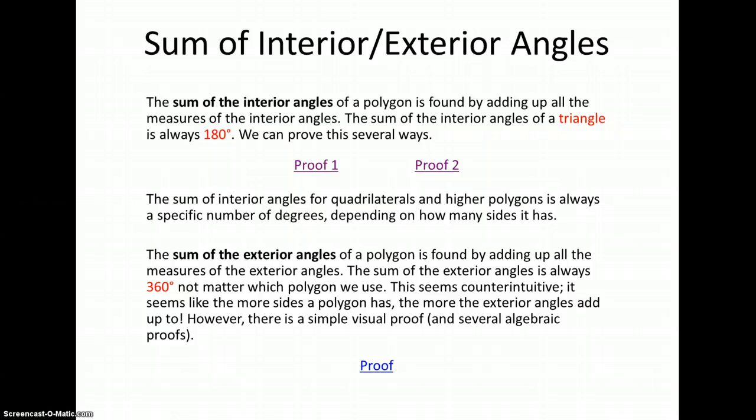Now, the sum of the exterior angles of a triangle is found by adding up all the measures of the exterior angles. The sum of the exterior angles of a polygon is 360 degrees no matter which polygon we're looking at. This seems counterintuitive. If the interior angle sums get larger and larger the more sides a polygon has, why are the exterior angles still stuck at 360 degrees? Well, here's a simple visual proof of what might be going on.